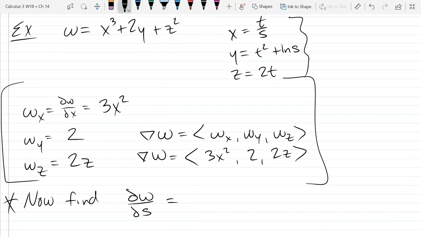So here we have the chain rule, dw, actually let's use the formula from the book.